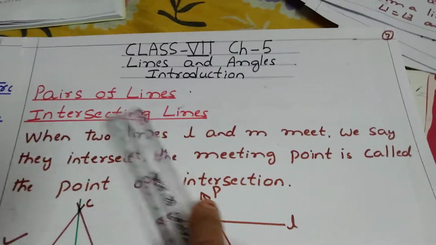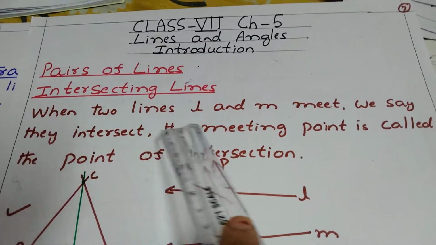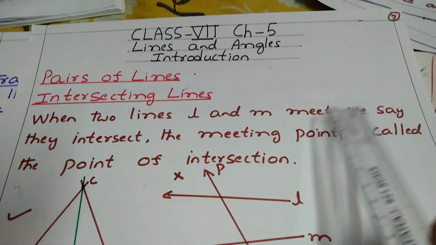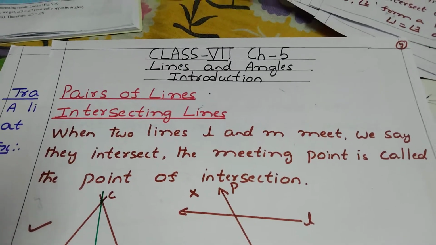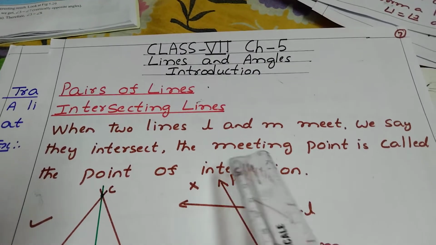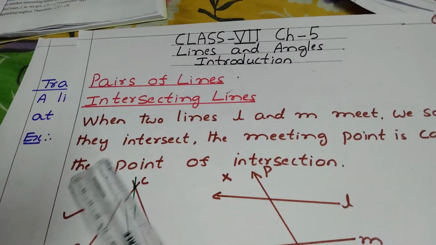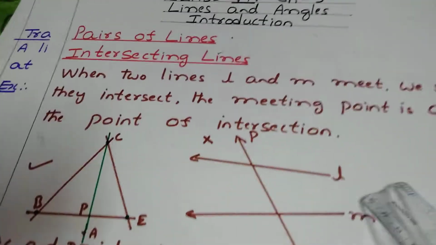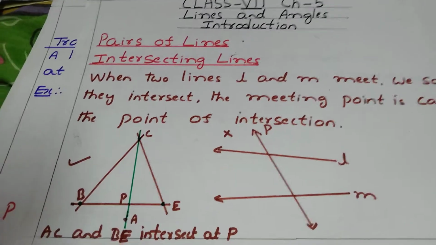Pairs of lines, intersecting lines. When two lines L and M meet, we say they intersect. The meeting point is called the point of intersection. That means when two lines L and M meet, we say they intersect. This point is called a point of intersection.